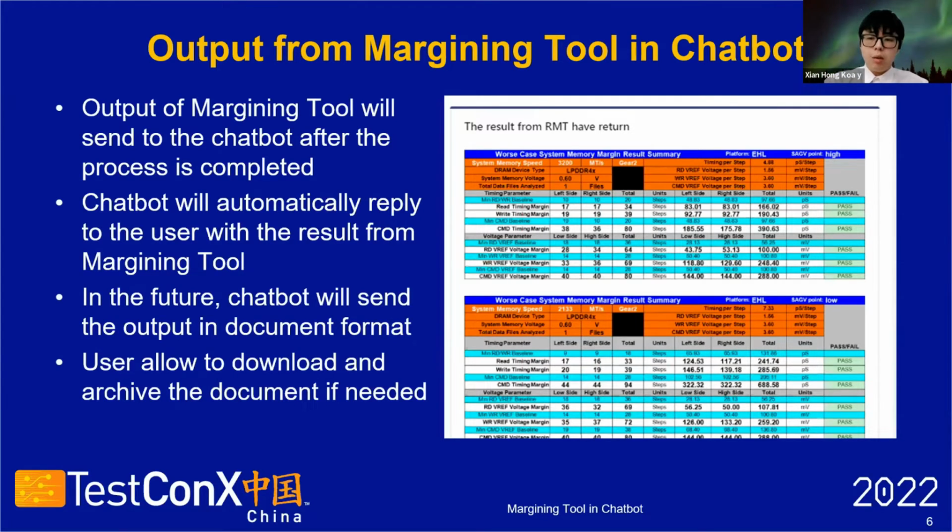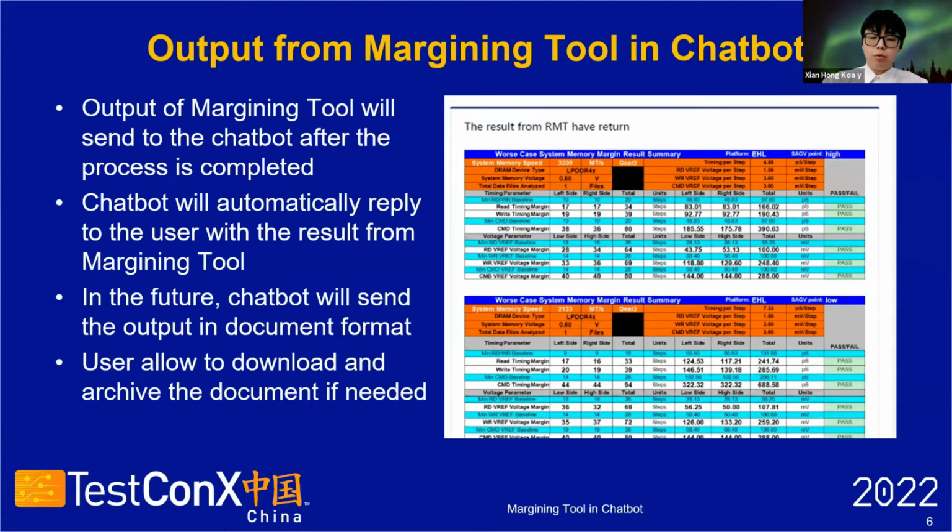Once the user uploads the log file to the chatbot, the margining tool will begin to take the log file and start the analysis process. The analysis process will take some time, often from 1 minute to 6 minutes. Once the analysis is done, the result output from the margining tool is as shown on your right. It is a table consisting of important information, which reports the DDR training result of timing and voltage margin. This information is achieved by running the margining tool with the log file received from the chatbot.